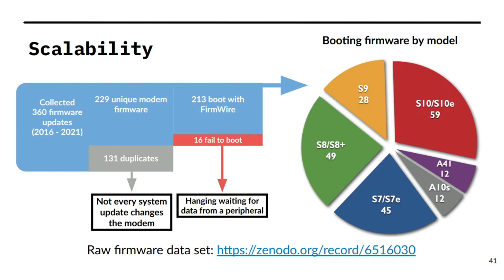And these are the models that we looked at. So a lot of Samsungs, S7 to S10. And then A41 and A10s. So these are also Samsung phones, but using a MediaTek baseband chipset.